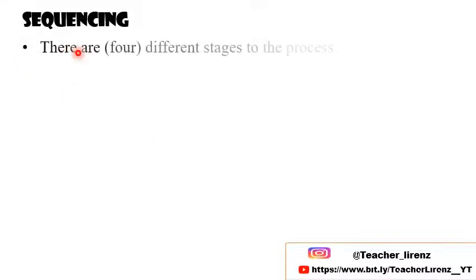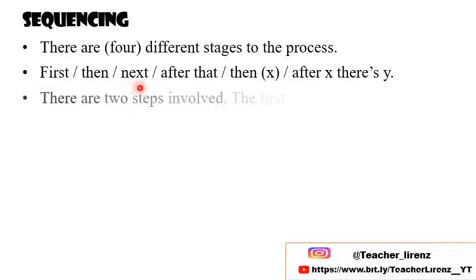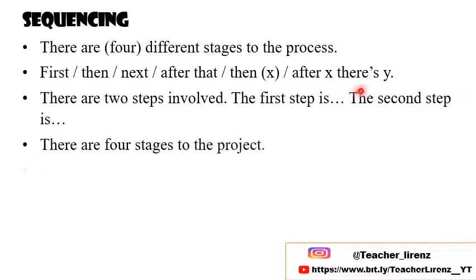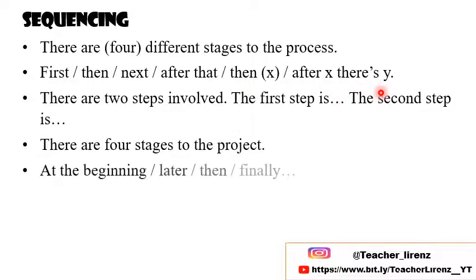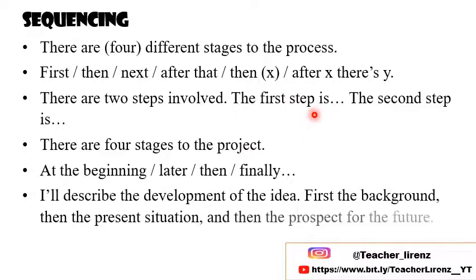Sequencing. There are 4, for example, 4. There are 4 different stages to the process. First, then, next, after that, then, after. There are 2 steps involved. The first step is, the second step is, there are 4 stages to the project.